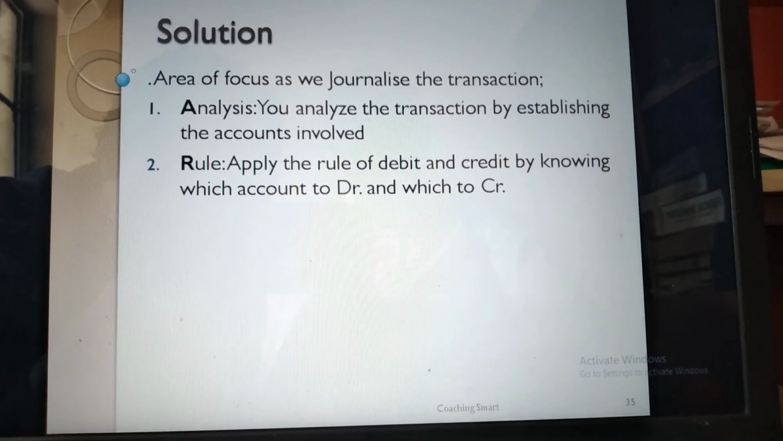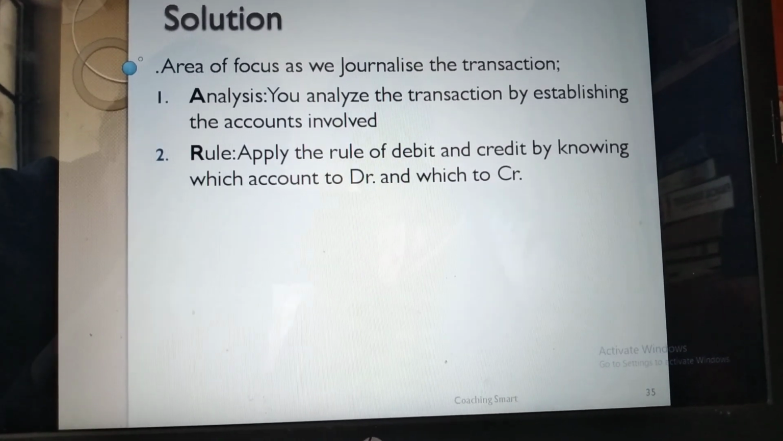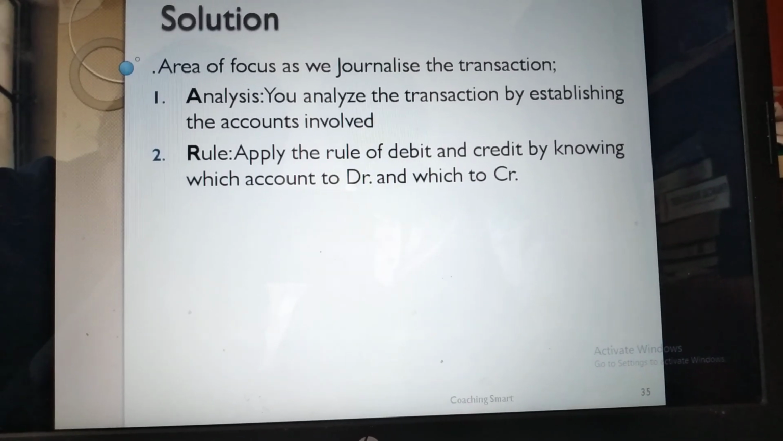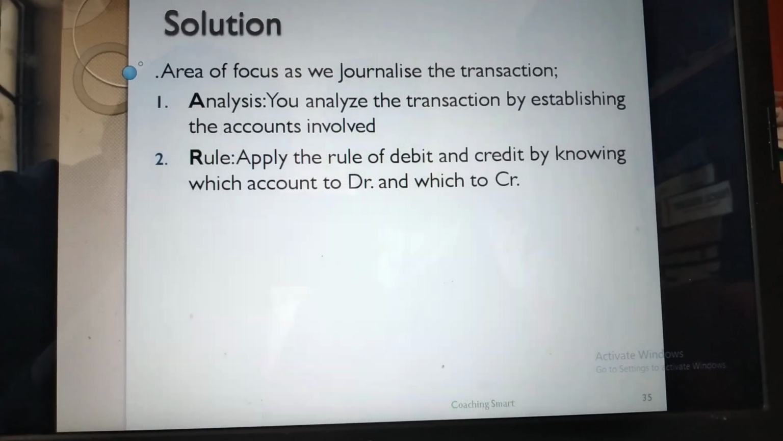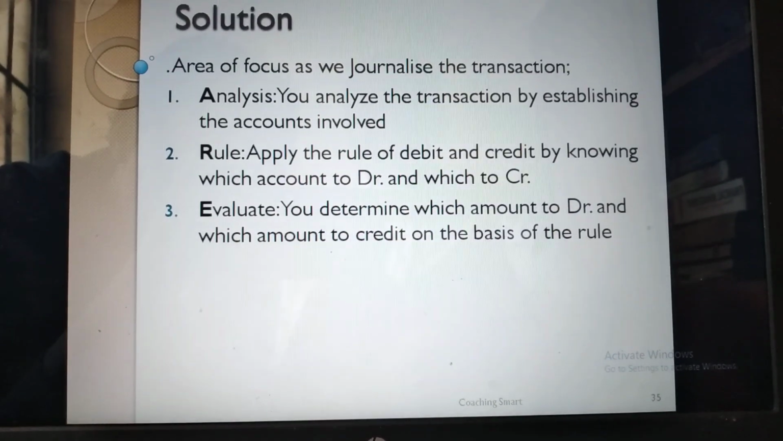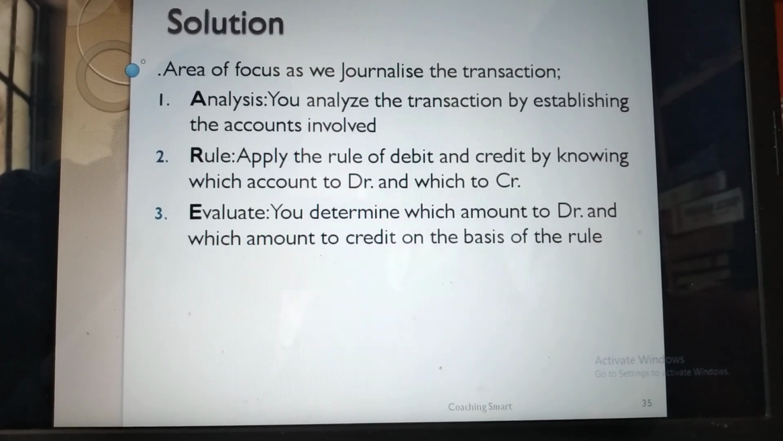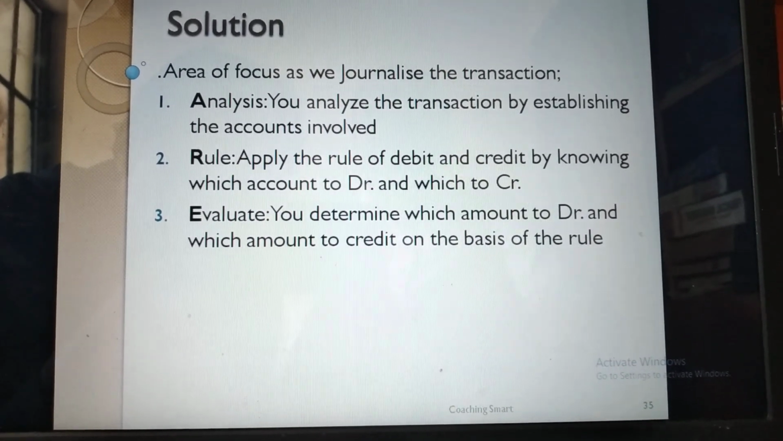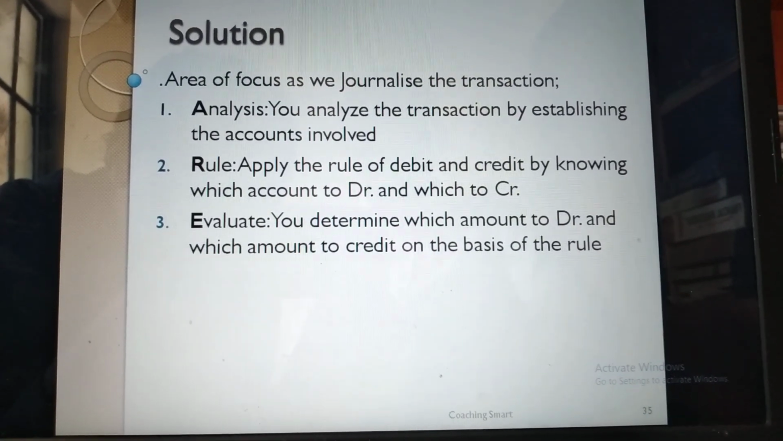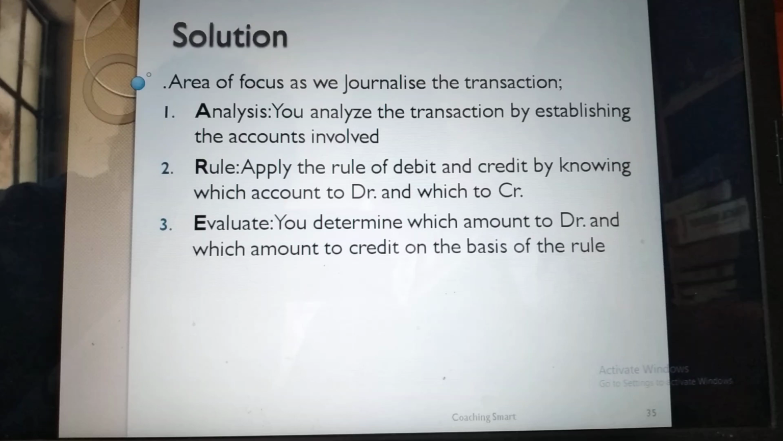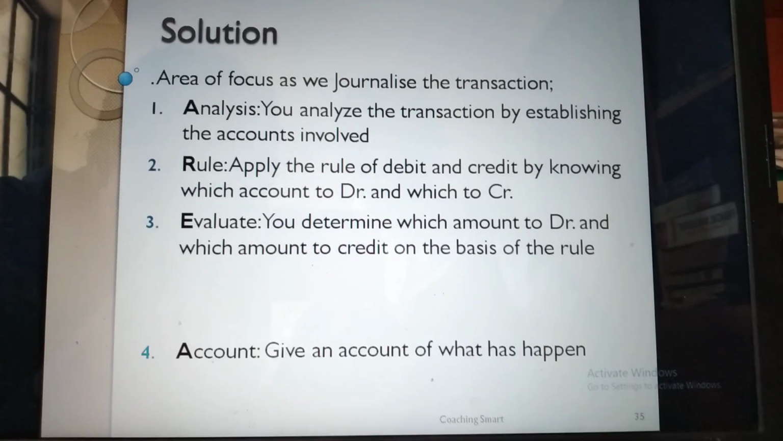Now, what will help us here is establishing which account is increasing and which account is decreasing. That brings into our mind the rule of debit and credit. Number 3, evaluate. You determine which amount to debit and which amount to credit on the basis of the rule. Meaning that in our evaluation, we are determining the amount for each and every account. You debit based on the amount, you credit based on the amount.